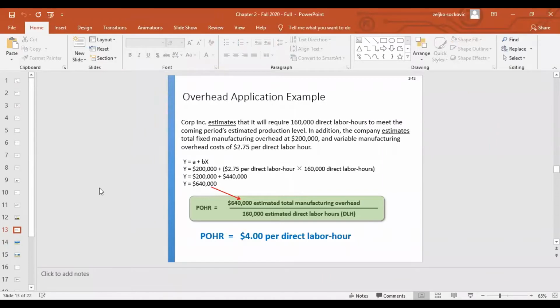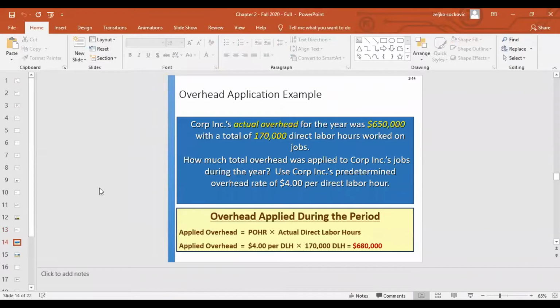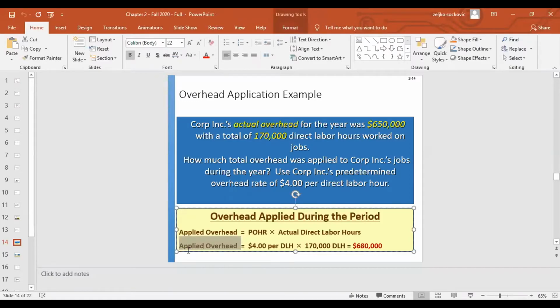So clearly we will have a different number than 640. And we said we forget about it. Why I'm repeating this is because when you get a bunch of different numbers in the same problem, you ask yourself, what do I compare this to? Well, if you're following the steps, now you know. You don't care about 640 anymore. You're looking to compare 650 to something else. What is this something else? That something else is applied overhead.